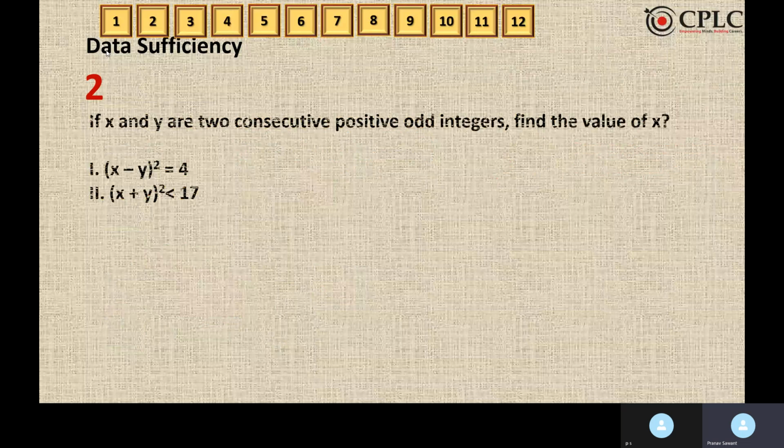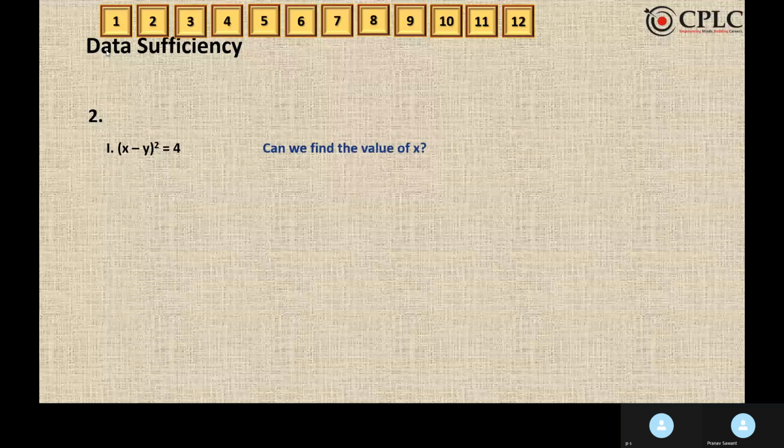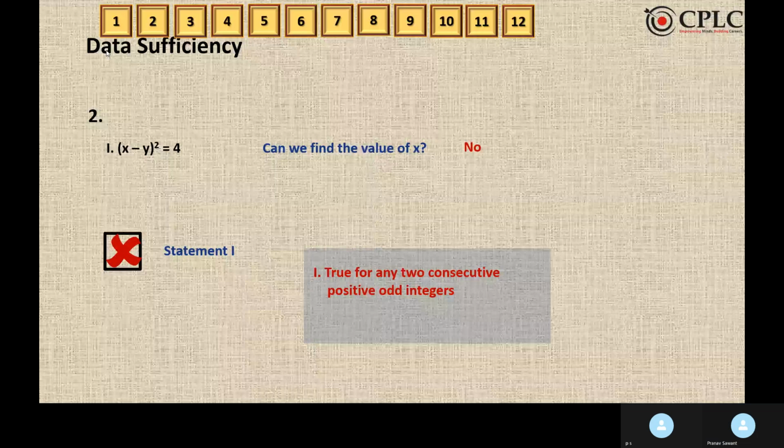Moving to the next question. If X and Y are two consecutive positive odd integers, find the value of X. Again, there are two statements given to us. Let's check by using the first statement. First statement would be true for any two consecutive positive odd integers. It would be true only for consecutive positive odd integers, otherwise it won't be satisfied. Hence, by using the first statement, we cannot find out the answer.